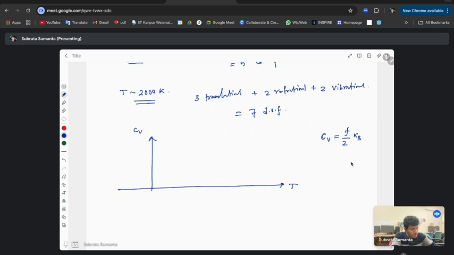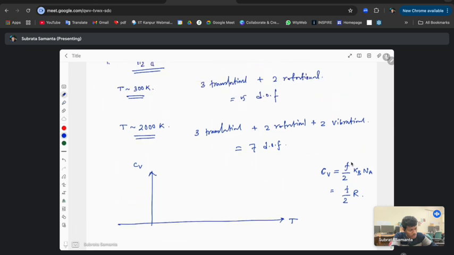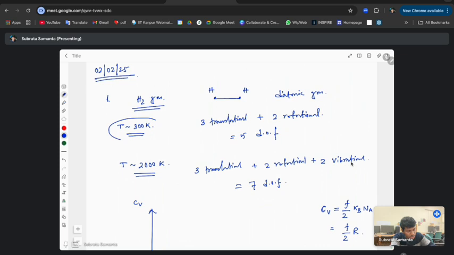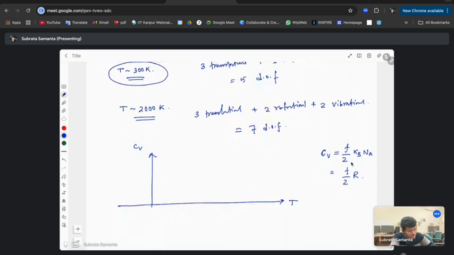So this is basically for Avogadro number of particles, Na times k, so this is basically f by 2 R. Now consider very low temperatures. Compare that with around room temperature, let's say around 300 Kelvin, and this is around, let's say, 2000 Kelvin.